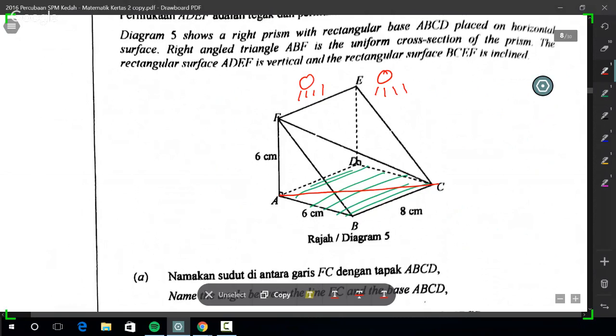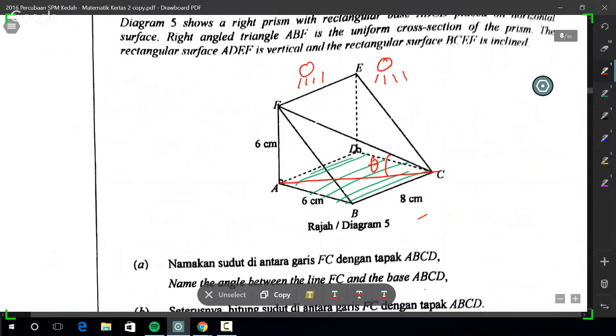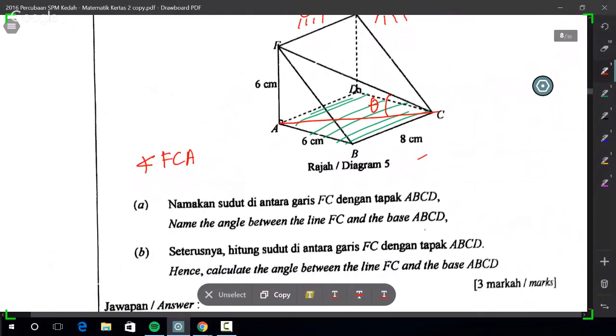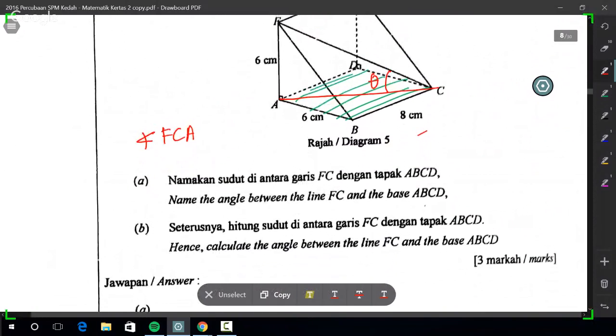So you want to form the angle in between. Basically, this is the angle in between. This is the angle between the line and the plane ABCD. So therefore, the answer is just the angle FCA, or you can write ACF. It will be the same. And then hence calculate the angle.